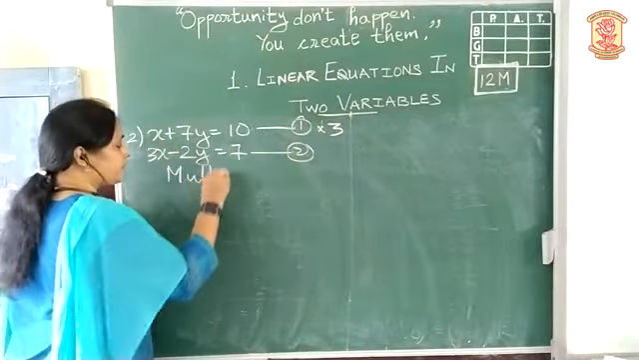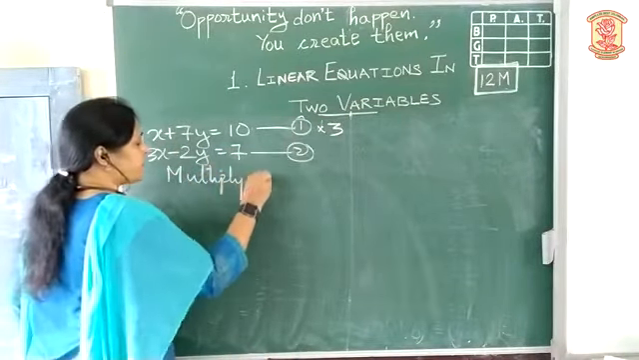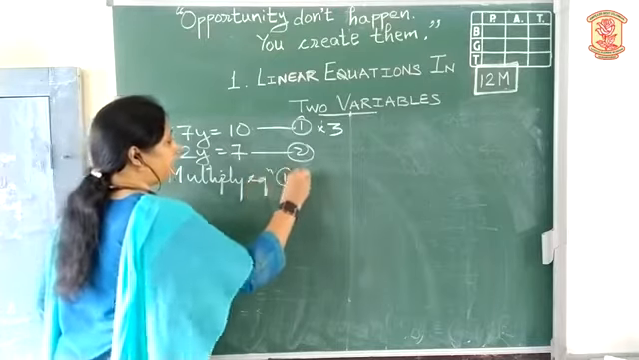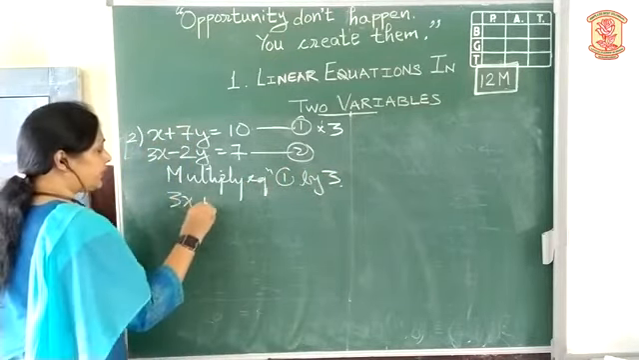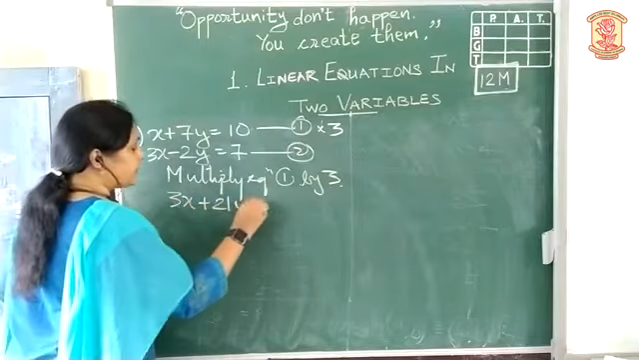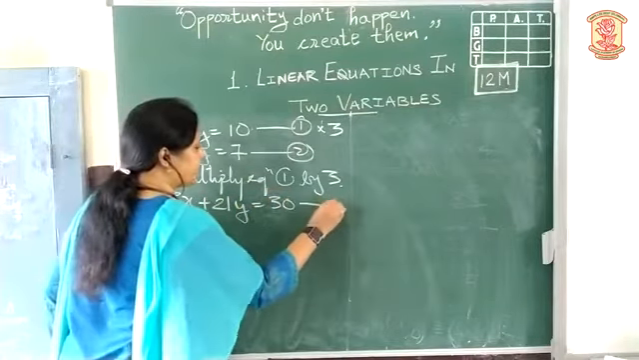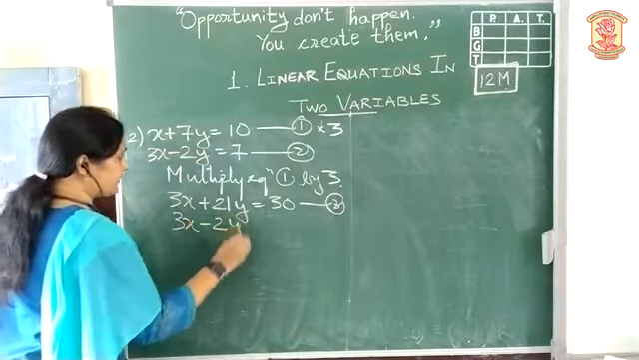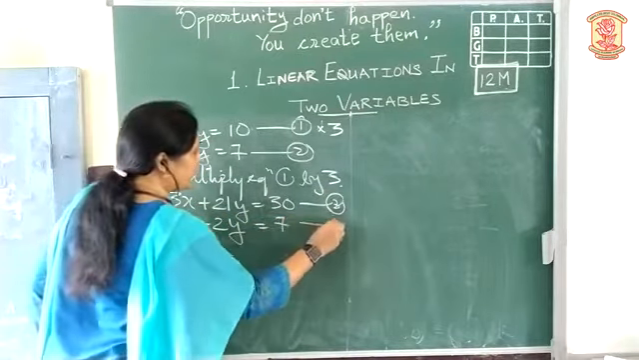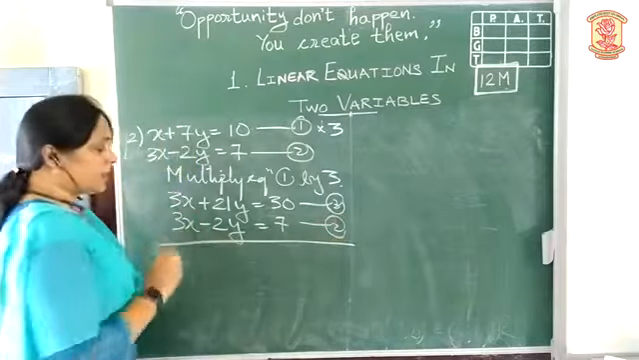So we'll multiply equation 1 by 3. So it comes out to be 3x plus 21y equals 30, since 3 sevens are 21 and 10 threes are 30. So this becomes the third equation, and the second one is as it is. We keep the second equation as it is.